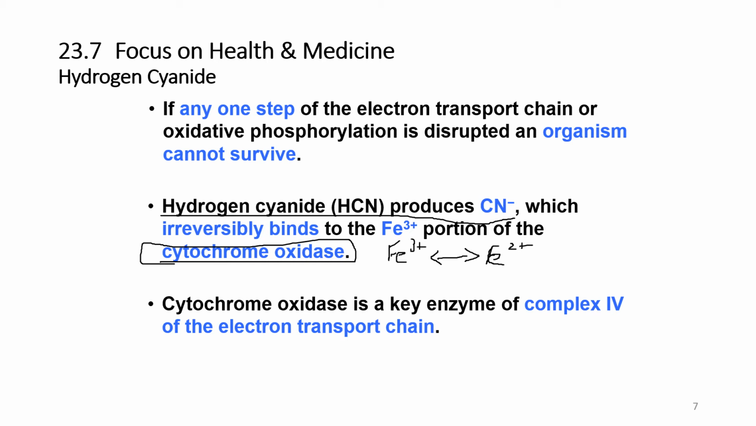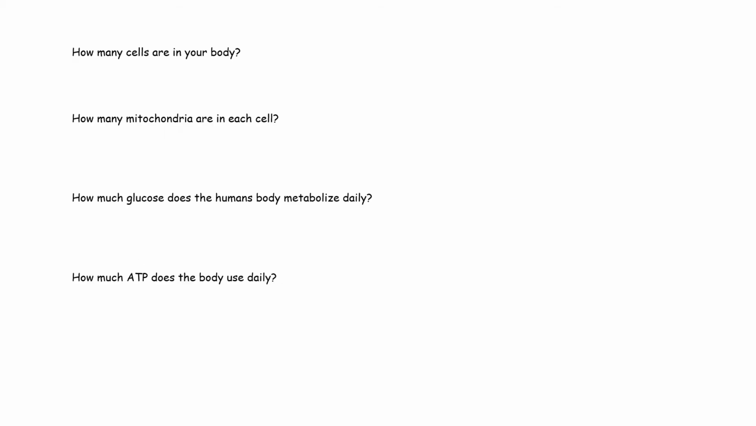There are other substances that might partially impede the electron transport chain. So it really depends upon what the substance is, whether it will be a complete loss of ATP production, in which case the organism will die or the cell will die, or just a partial disruption of ATP synthesis.